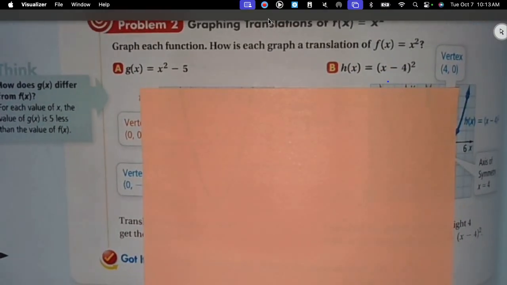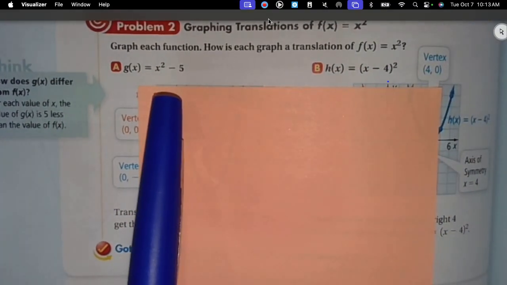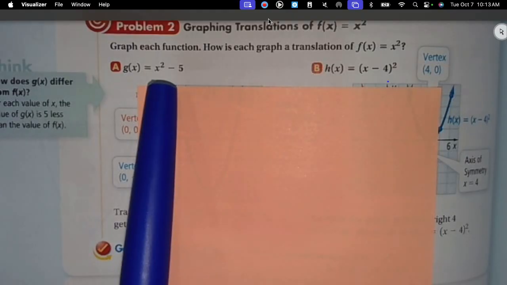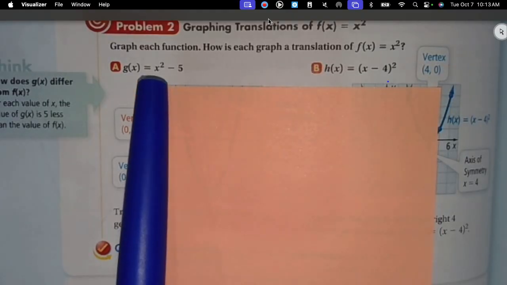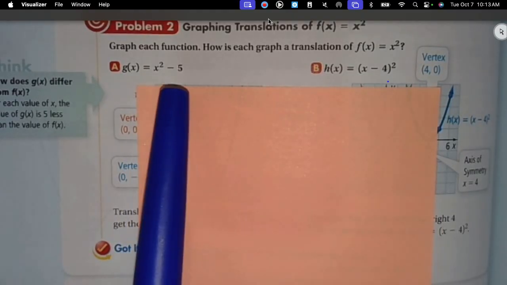Okay, this has an x squared, correct? So it's the shape of a parabola. All right, boys. It has moved where?